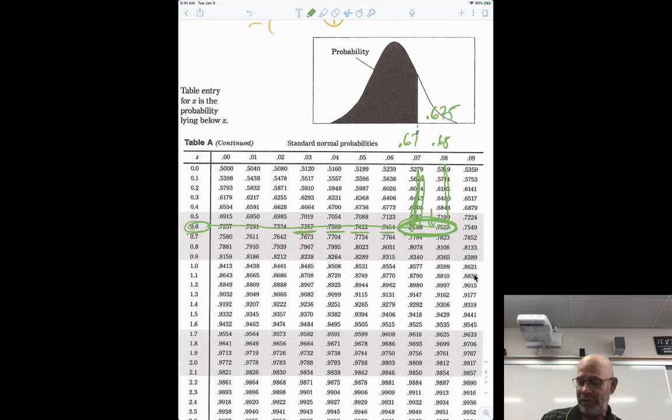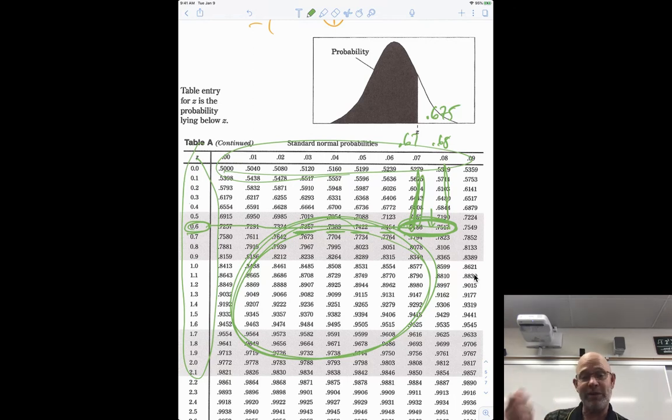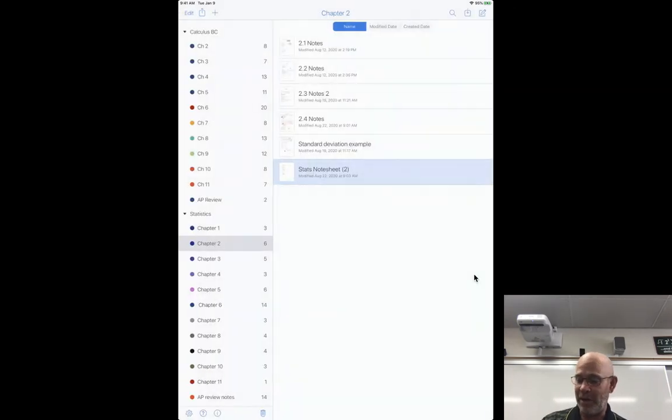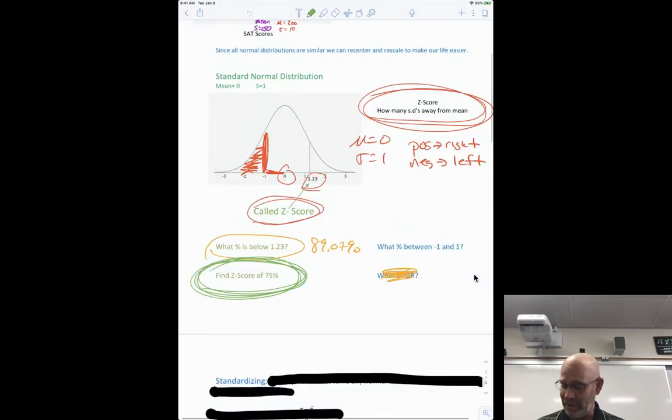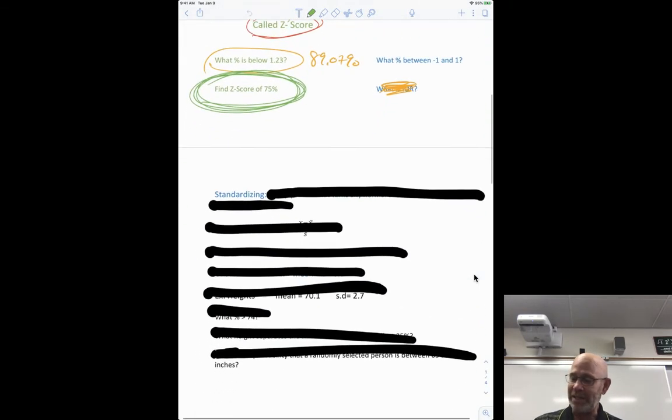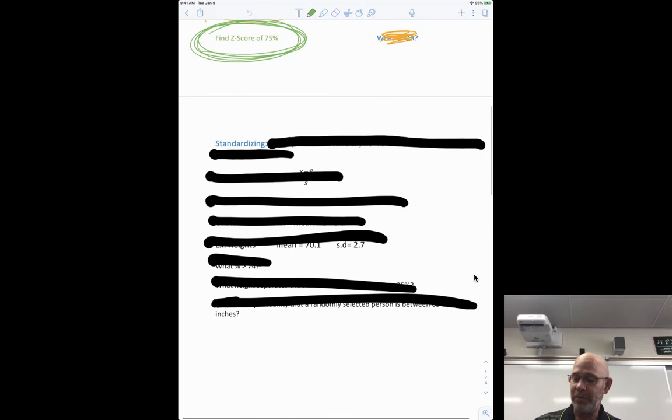So here's the thing. The numbers on the outside are z-scores. The numbers on the inside are the areas to the left. We're going to do some more examples. Don't worry. This curve only works for a mean of 0 and standard deviation of 1. So now we have to talk about what happens when the mean's not 0 and the standard deviation is not 1. And that's why z-scores are so important.